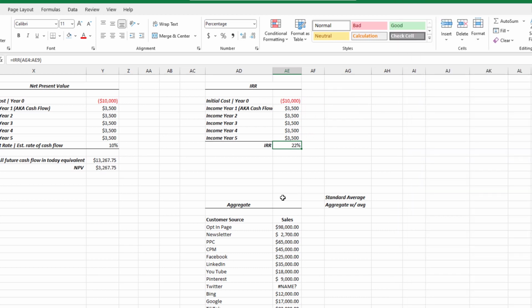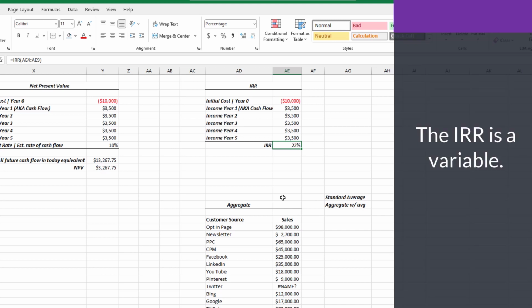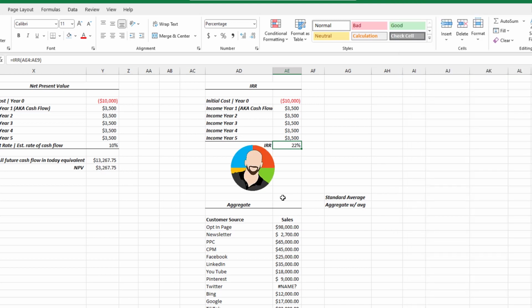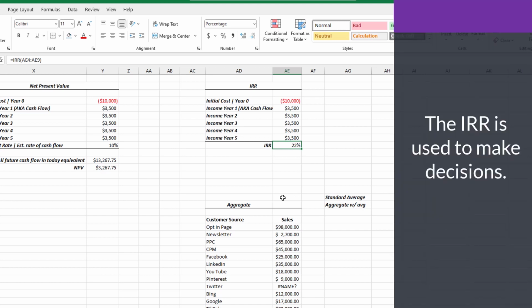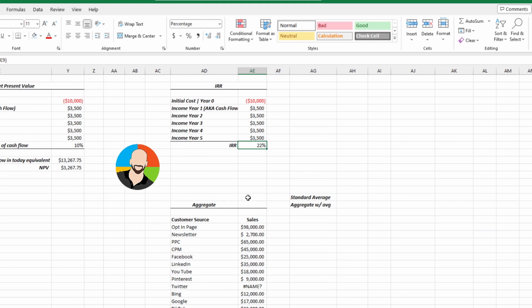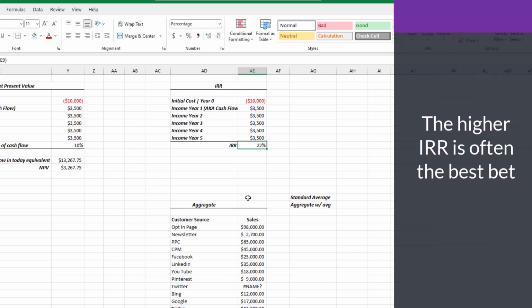The other thing to note is that the IRR is a variable, which leads to an even more obvious and logical question: why would you even bother to do this in the first place? The main idea backing this is that the IRR is ultimately used in making decisions. Going one step further, in business, you generally have the opportunity to invest in different things. So when you compare opportunities, the higher IRR is often the best bet.